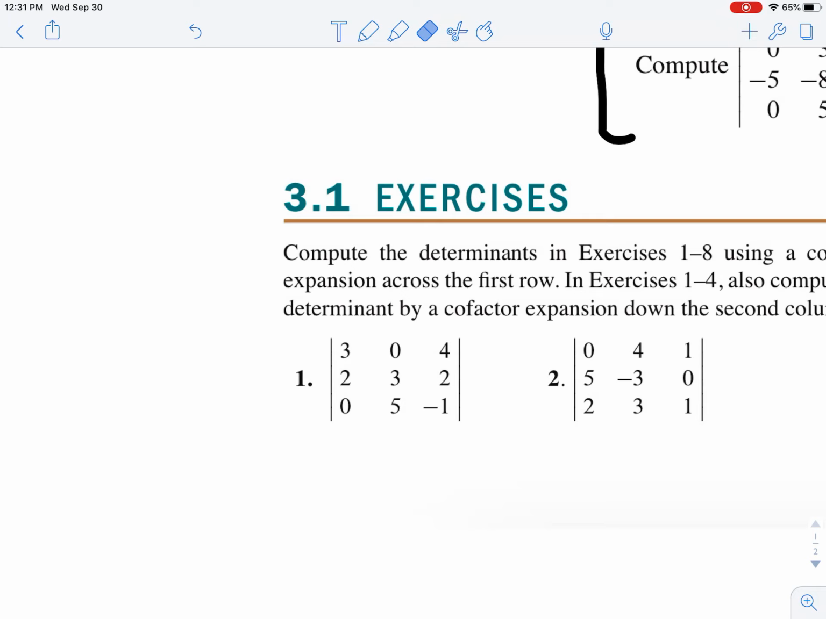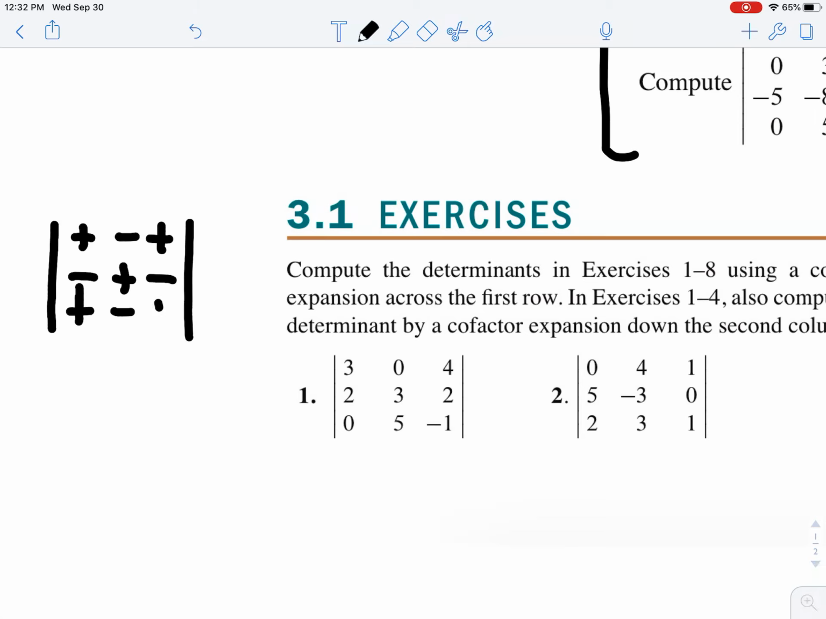All right, so I want to do some examples of calculating determinants. One of the things you read about in this section is how to compute a determinant by what's called a cofactor expansion. Let's do a 3x3 example. First we have to keep track of these signs, so we form this little checkerboard.